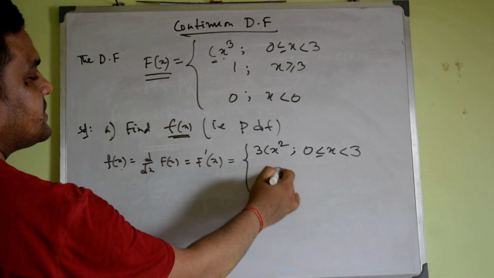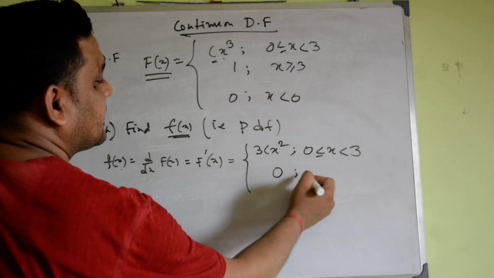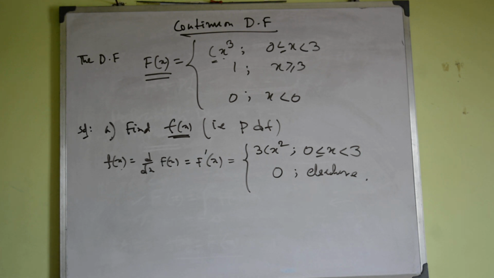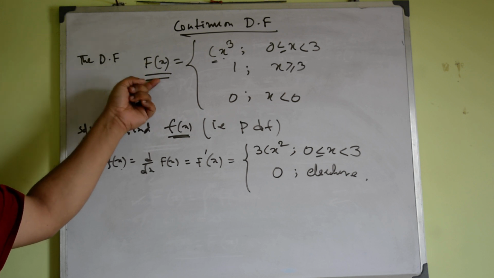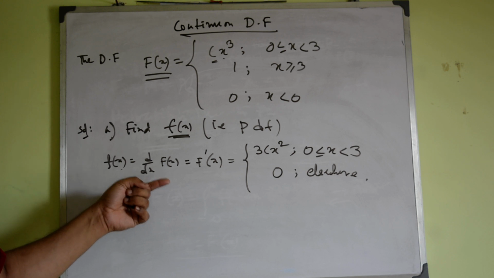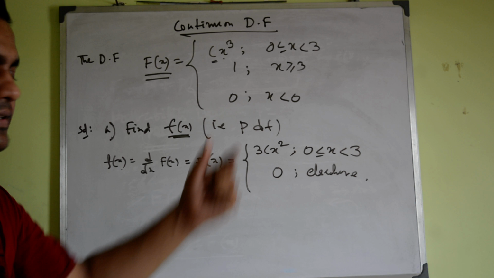Here one derivative is 0, 0 derivative is also 0. So elsewhere it becomes 0. So that is your density function. See here, that is your distribution function. What kind of distribution? It's a continuous distribution. From the distribution function, you make the density function. How to do this? Just f(x) equal to F'(x). Applying this formula, you will get this.